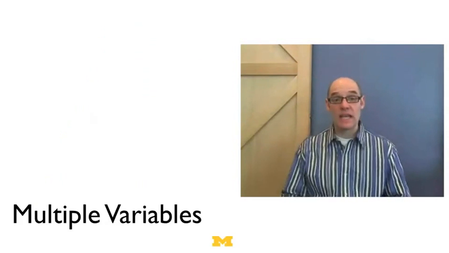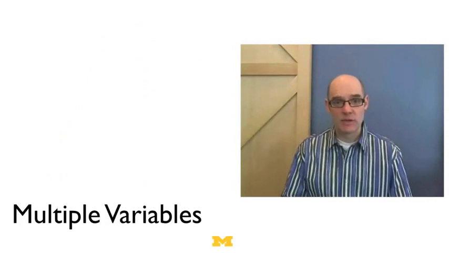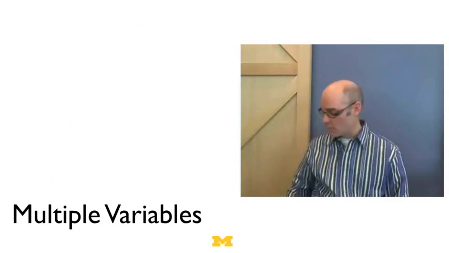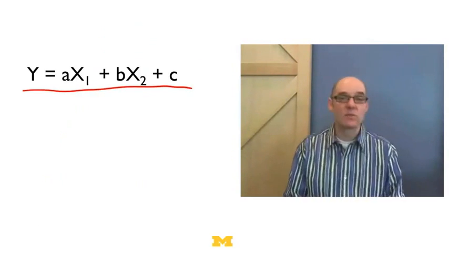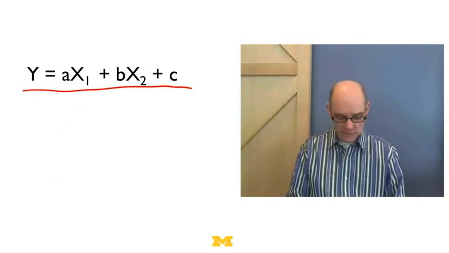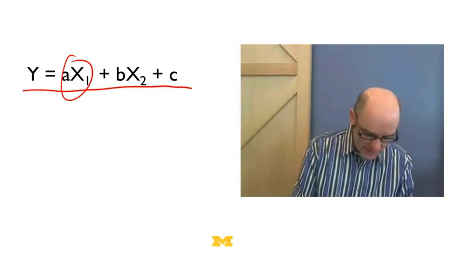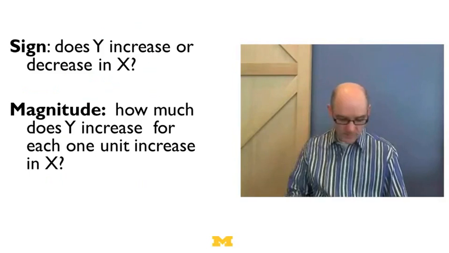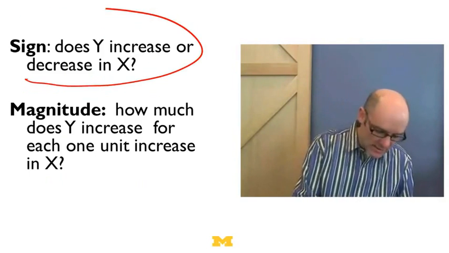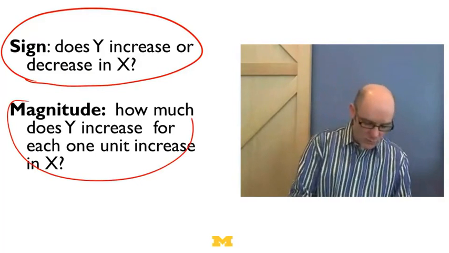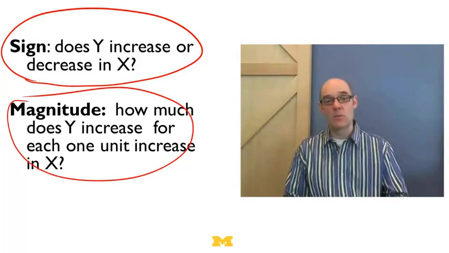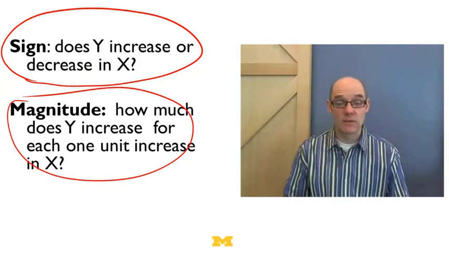So let's move on and think about how we do this with multiple variables. Supposing instead of having one variable, I've got a bunch of variables. So now I can write y equals ax1 plus bx2 plus c. Instead of just one independent variable, I've got two. When you look at these things, the sign tells you whether y increases or decreases in x. The other thing that regressions will tell you is the magnitude: how much does y change as a function of x?